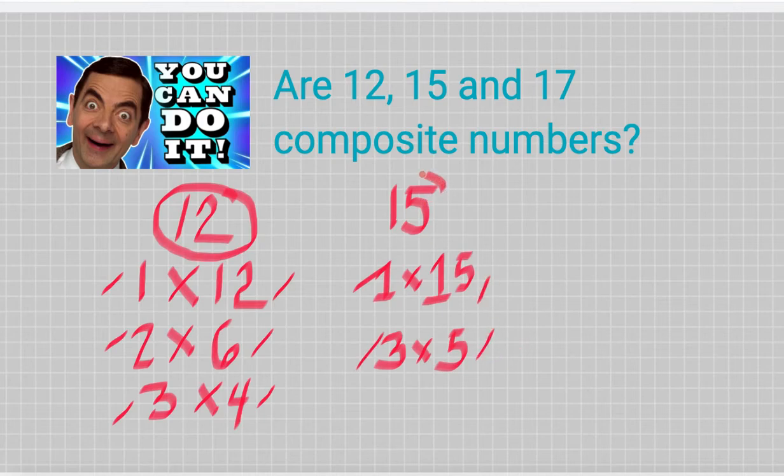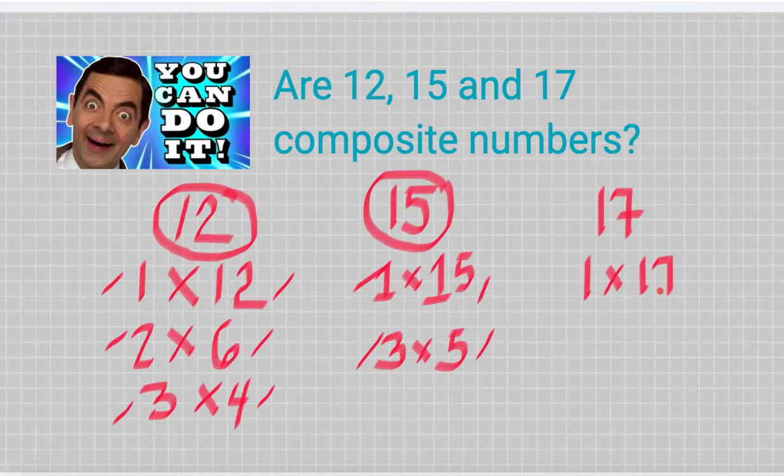So therefore, we can say that 15 is a composite number. And how about number 17? Is it a composite number? Let's try to check. Okay, give me two factors, or what are the factors of 17? Yes, that's correct. 1 times 17. Are there still any numbers that we can use to multiply and the answer is 17?